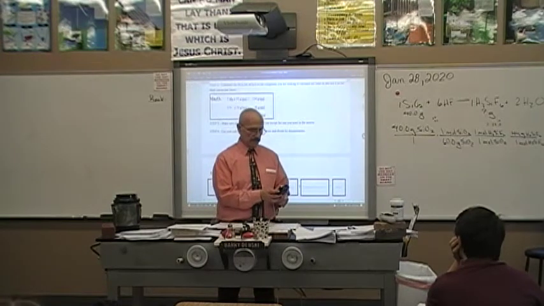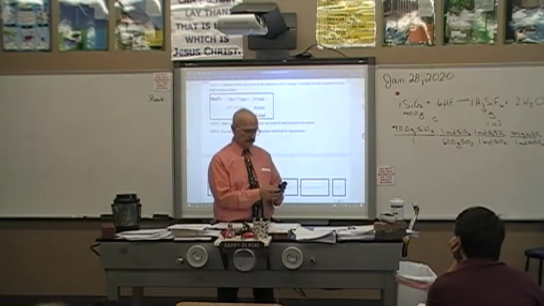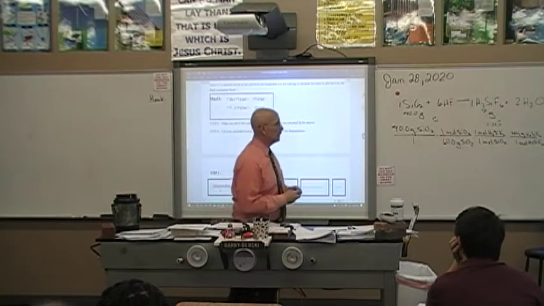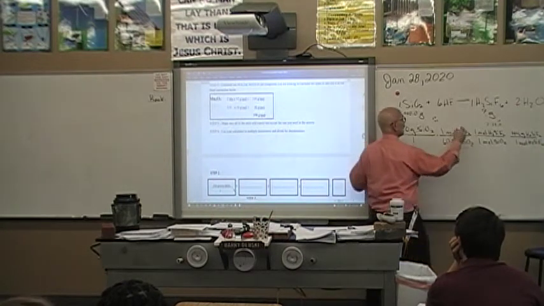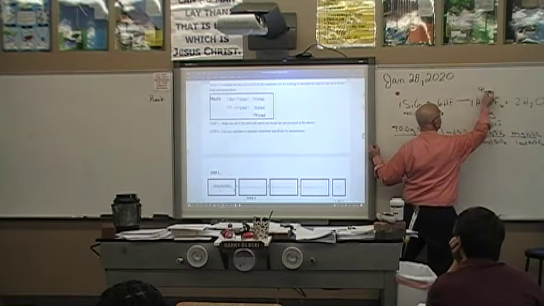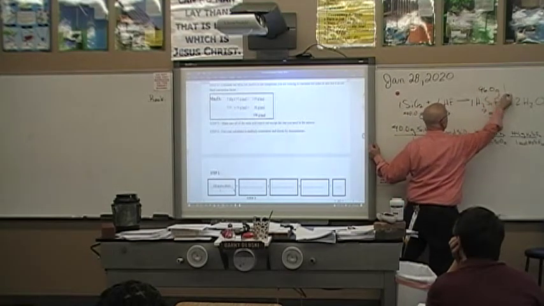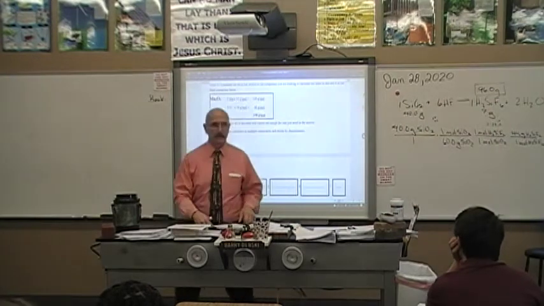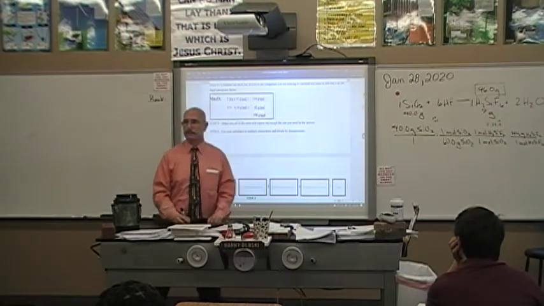Can you say that again? 40 times 144 divided by 60 equals 96. Okay? Answer here is 96 grams of this stuff is produced. Questions?